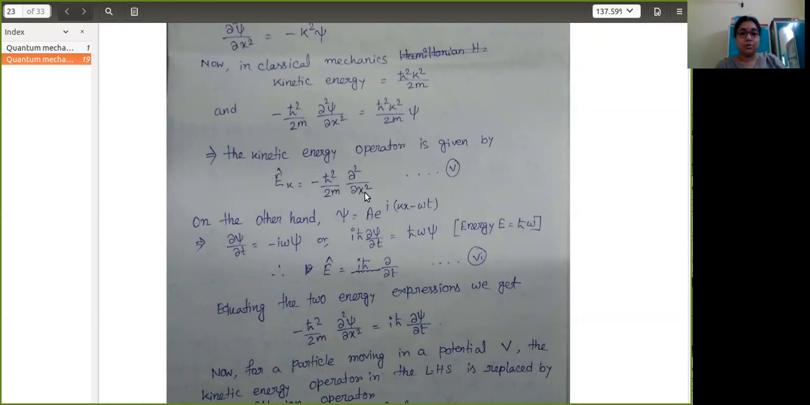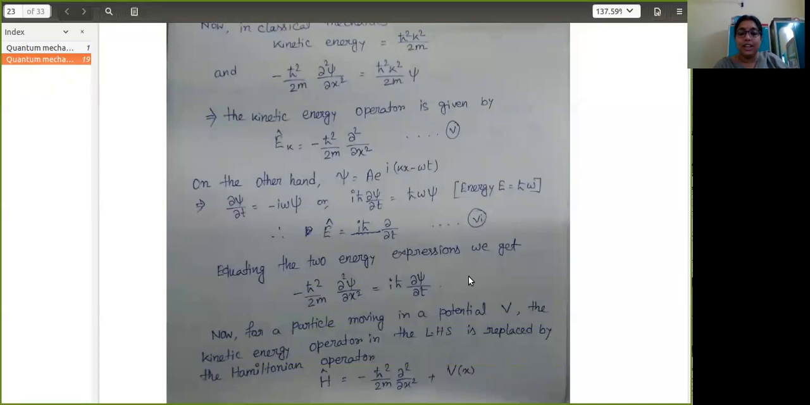So equating these two energy expressions, we get minus h cut square by 2m del 2 psi del x2 is equal to i h cut del psi del t. For a particle moving freely, this equation is true. But if the particle moves in a potential V, then what changes? On the left hand side, we will have another term, V into psi. So the Hamiltonian operator will then be minus h cut square by 2m del 2 del x2 plus V function of x.